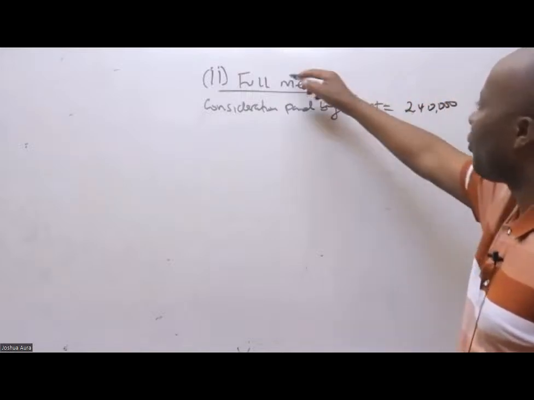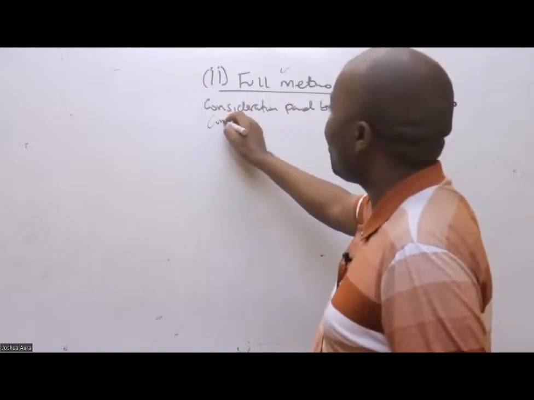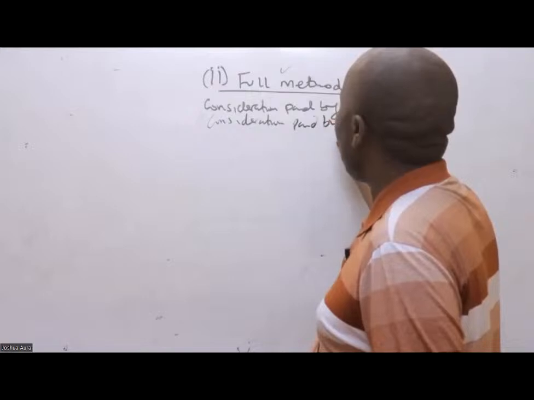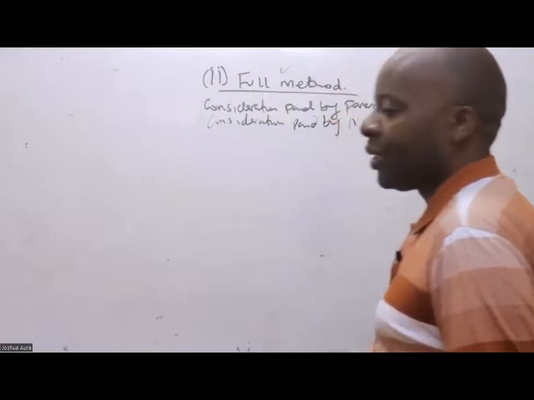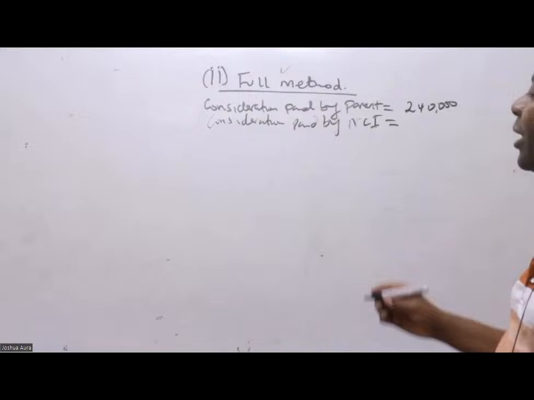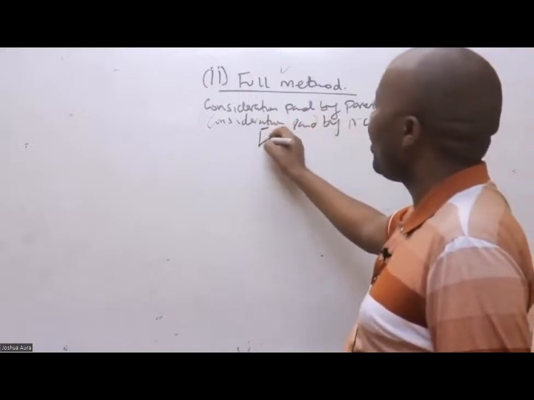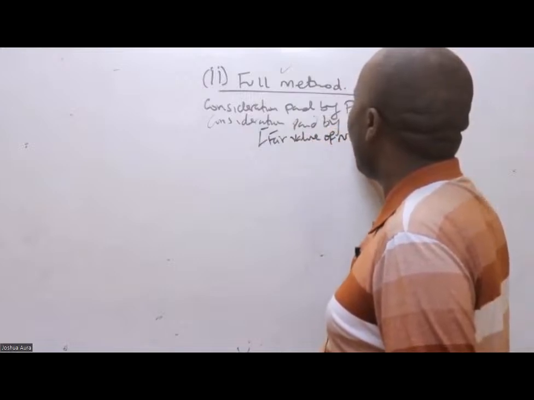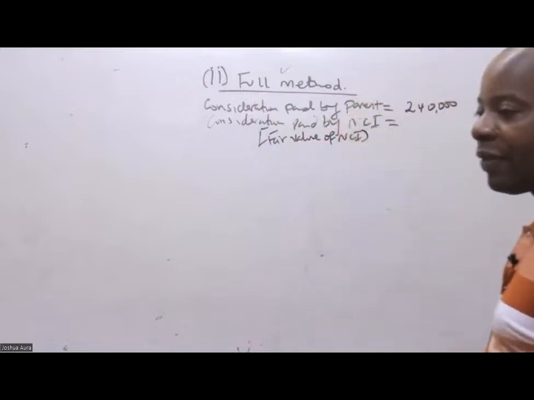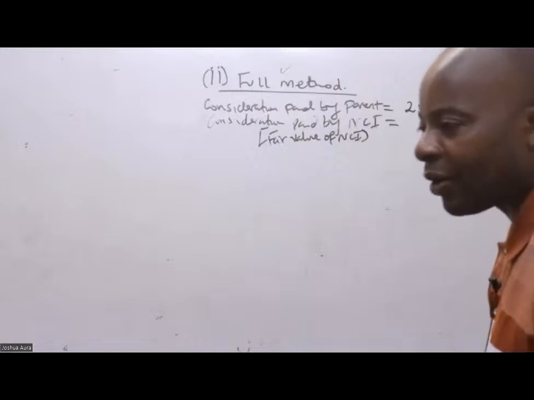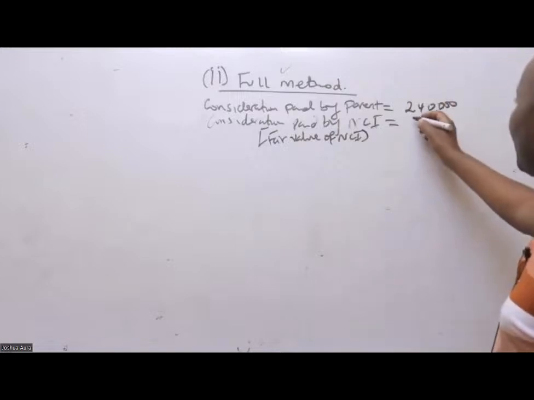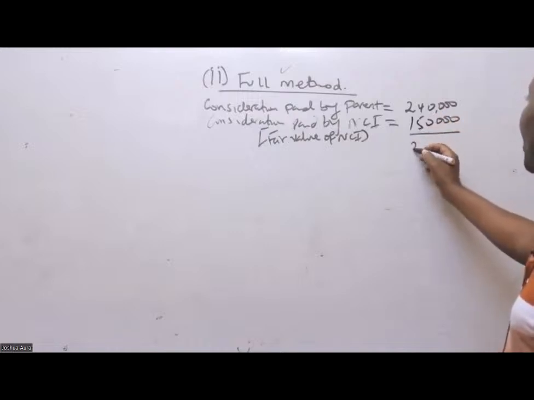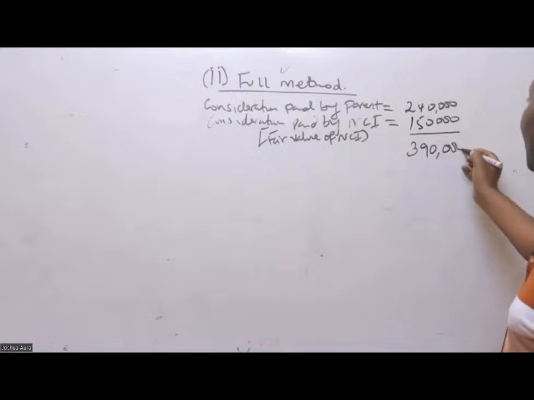Because it's full method, we must talk about consideration that was paid by NCI, the fair value of the NCI. Is there anybody who is able to see the fair value of the NCI? Fair value of it, according to Umi, is 150,000. So in this case, we have 390,000. Great.